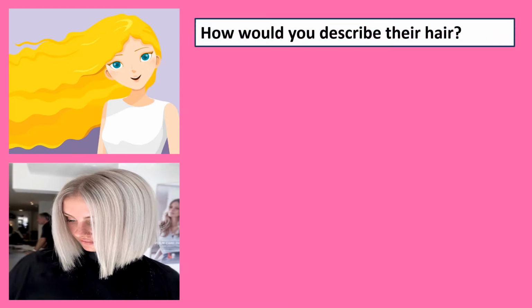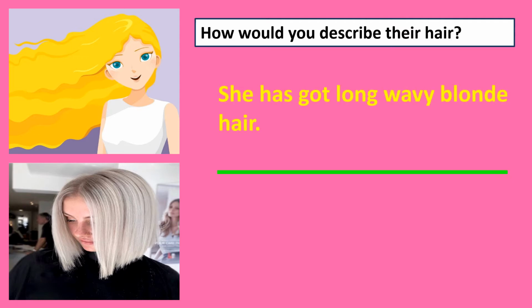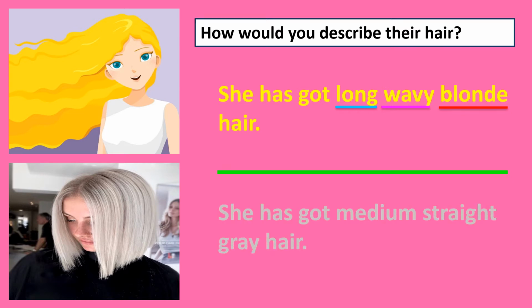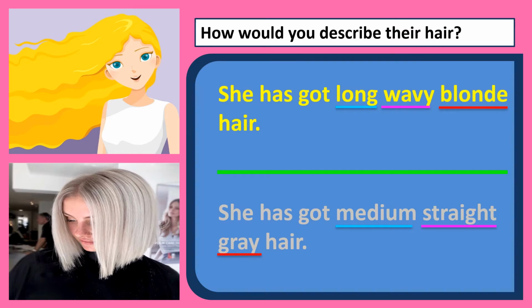As I've told you a while ago, there are more colors than these 5 that were given to you. Some examples, I have 2 girls here on the screen. So, how would you describe their hair? For the first girl, we can say she has got long, wavy, blonde hair. So you have the length, which is long, then the shape, which is wavy, and then the color, which is blonde. For the second picture, we can say that she has got medium, straight, gray hair. So you have the length, which is medium, then the shape, which is straight, and then the color, which is gray. So always remember, you have to say the length first, then the shape, and then the color of the hair.